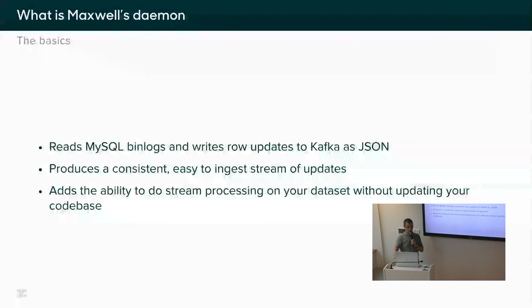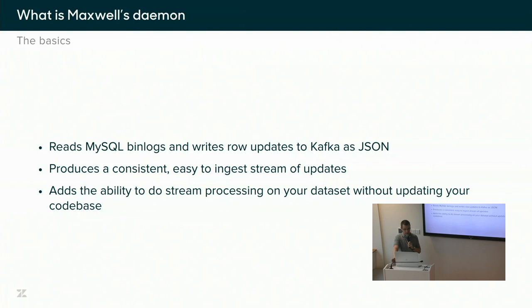So in simple terms, Maxwell reads MySQL bin logs and writes raw updates to Kafka as JSON. With this, you can extract all the MySQL data that any application updates. So you don't need to go to each application to update when something is created. When a new user gets added, you send an event. No, that's all handled by Maxwell by just reading the MySQL data. And it produces a consistent and easy to ingest stream of updates.